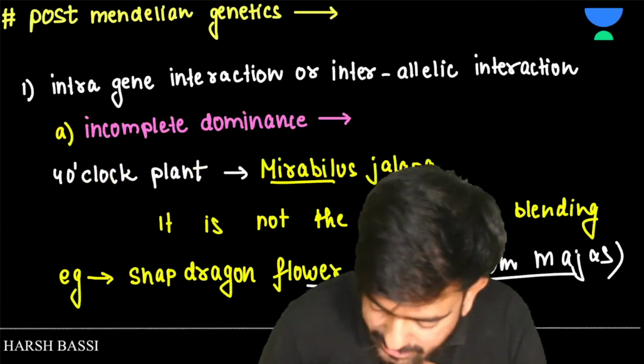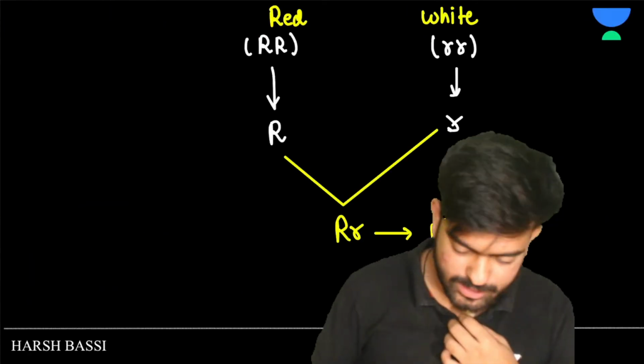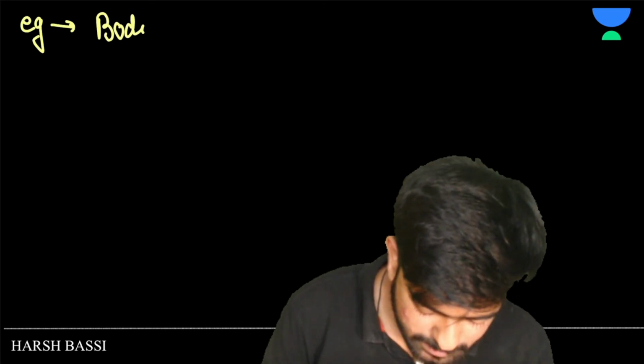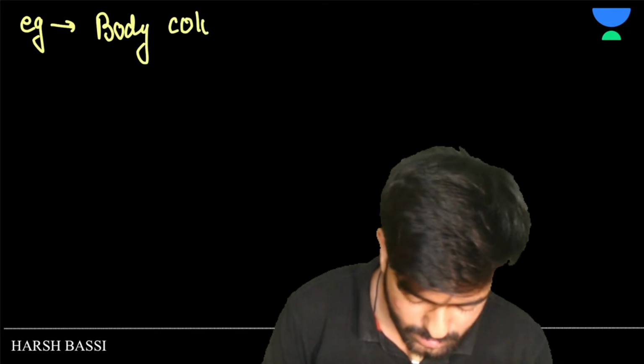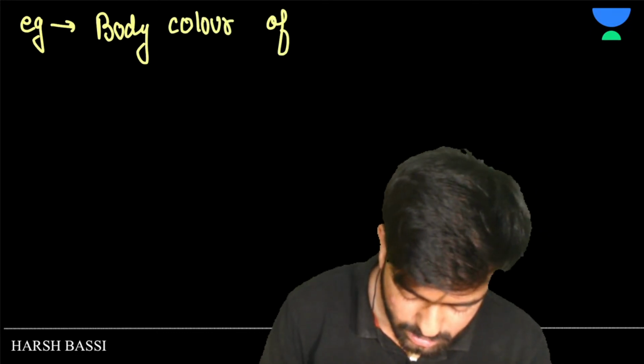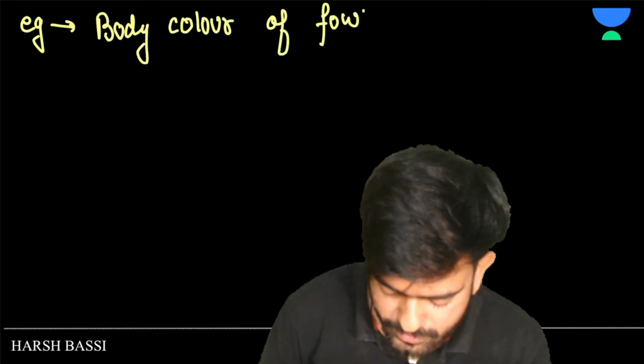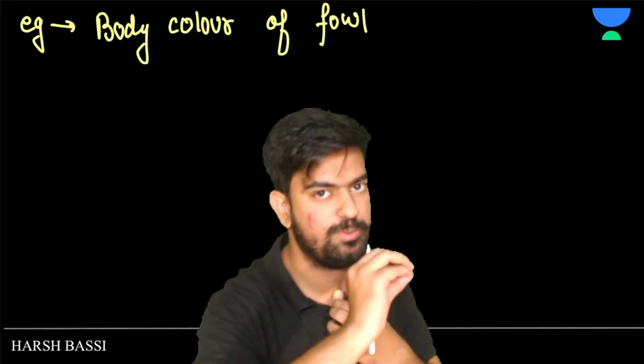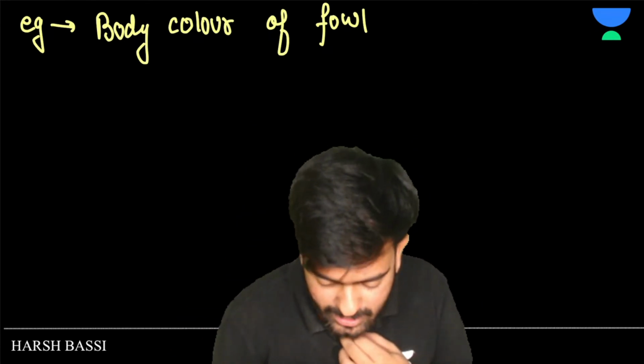Again, another example for incomplete dominance. Okay, how many of you have seen a cow? Obviously, sir, we all have seen a cow. See, example, body color of cows or fowls, okay? We have seen some cows having black and white spots. How, sir? Because of incomplete dominance.